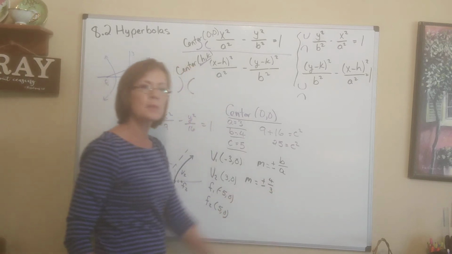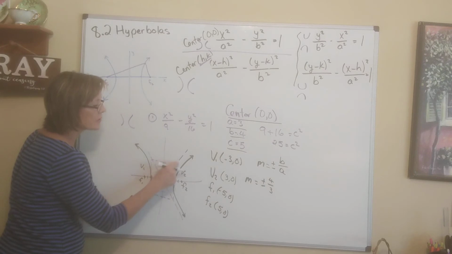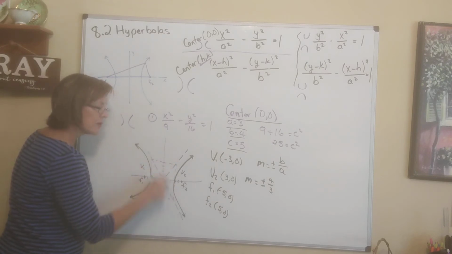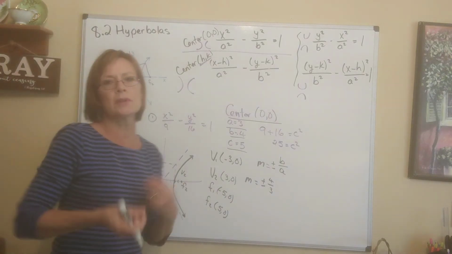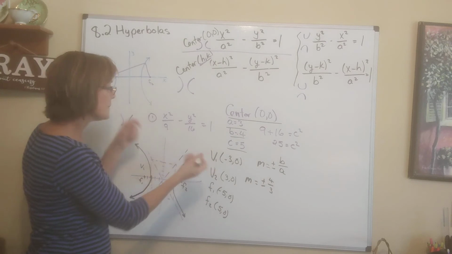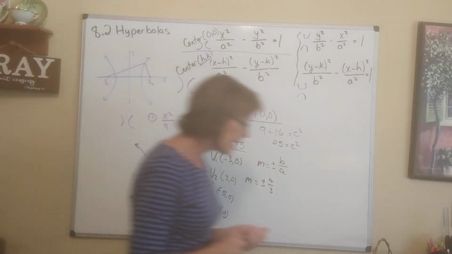Now, you don't have to memorize this. You can simply walk up to the center and rise 4 and run 3 and hit another point, or go down 4 and right 3 and get that other slope. You can just do it the old-fashioned way where you're working with lines. That's the steps on the pieces of graphing a hyperbola. Let's do the second one now.